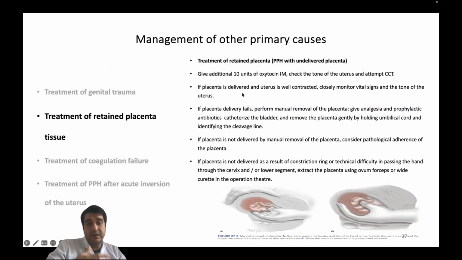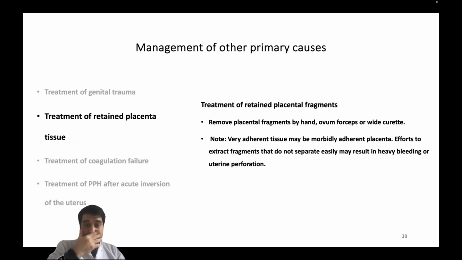If we have a retained placenta, we will remove it manually by hand. First of all, we will call the anesthesiologist and give general anesthesia, and only after this will we go through the vagina and remove the placenta manually by hand.